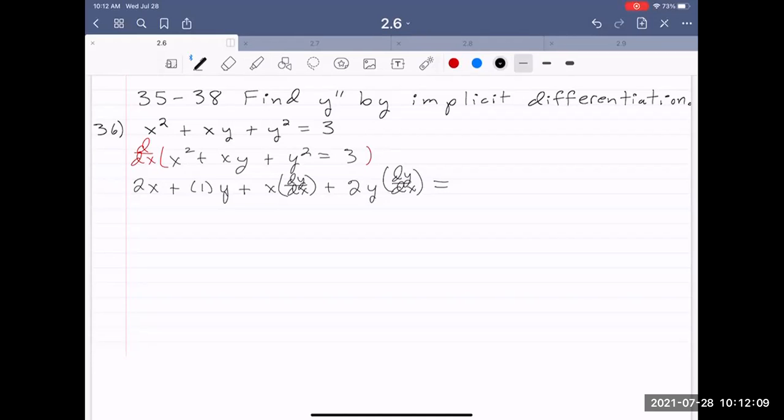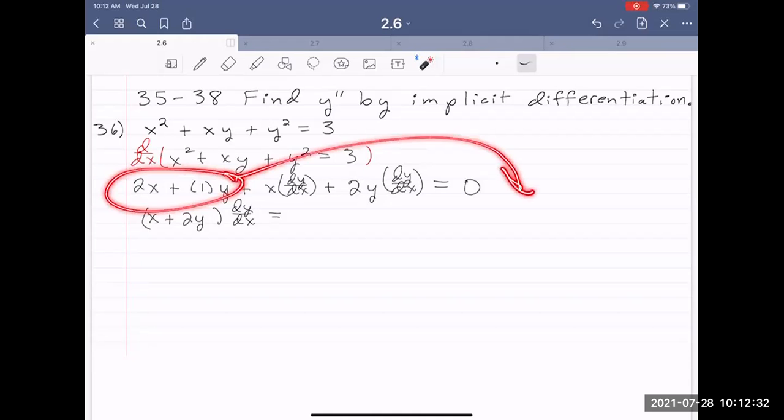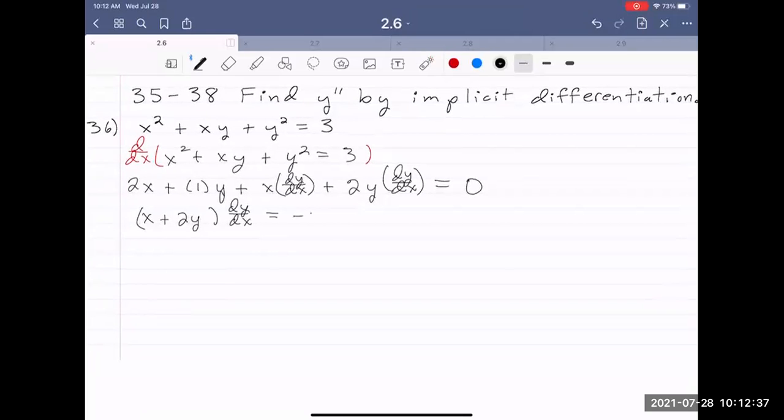Is equal to the derivative of 3, which is 0. And so I have, collecting terms, x plus 2y dy dx. Just writing the terms that involve dy dx on the left-hand side of my equation. And let's bring these that don't involve dy dx to the other side of my equation. Minus 2x minus y.